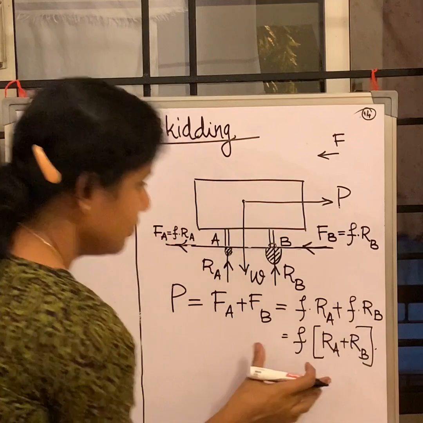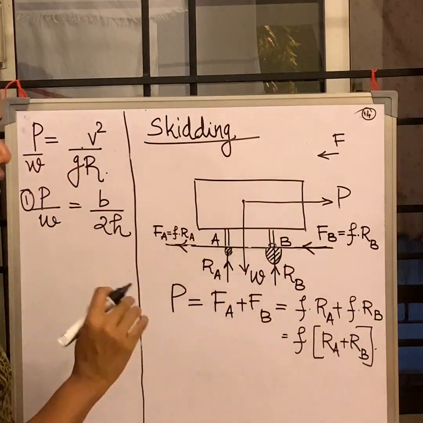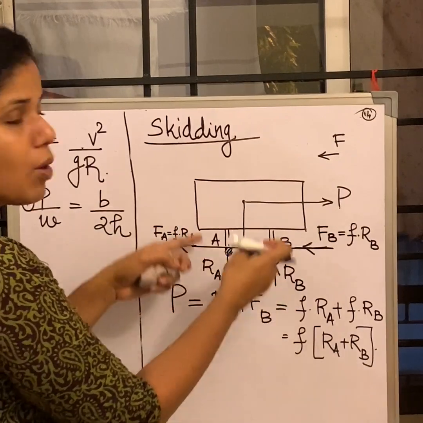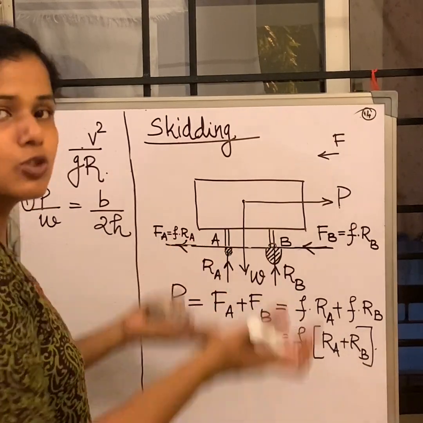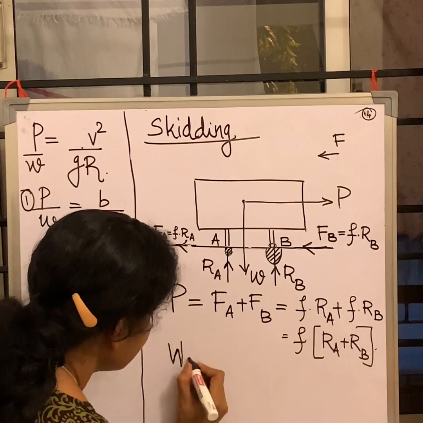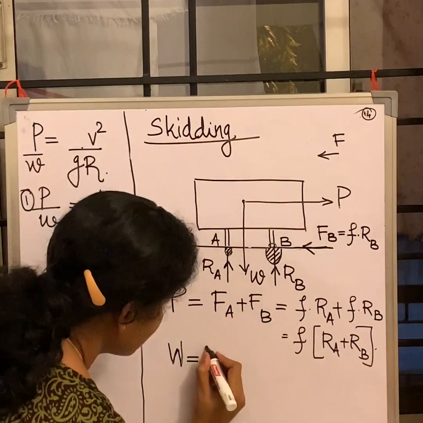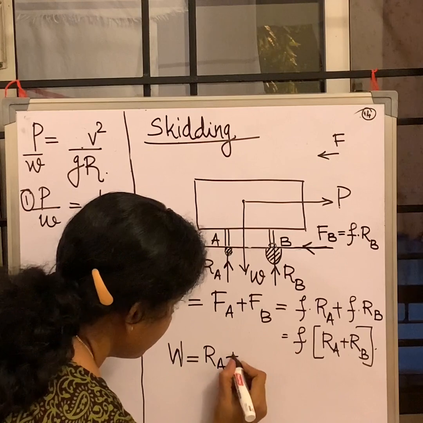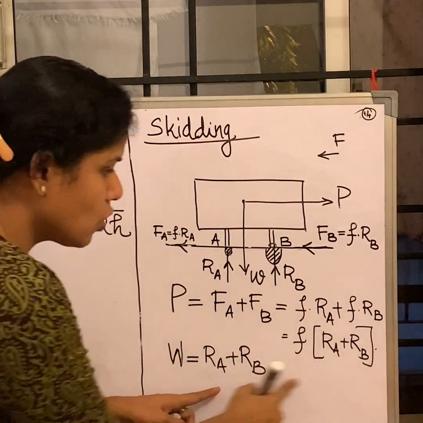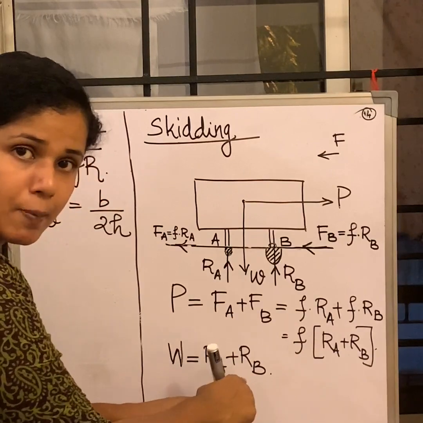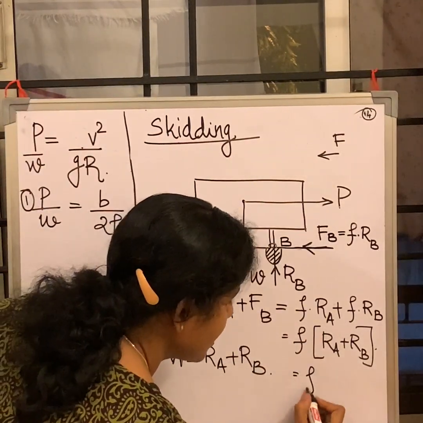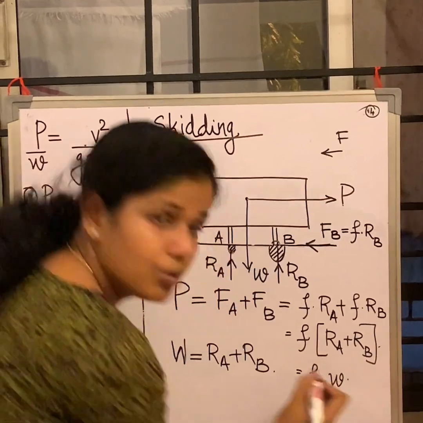Let's stop here and see what is happening vertically. So vertically I have the weight of the vehicle acting down. To compensate for it, there are two forces, two normal reactions acting upwards. So if I am resolving the forces vertically, W is equal to RA plus RB. Now just go back here, because I got RA plus RB as the weight of the vehicle. So I can replace this equation as FW.